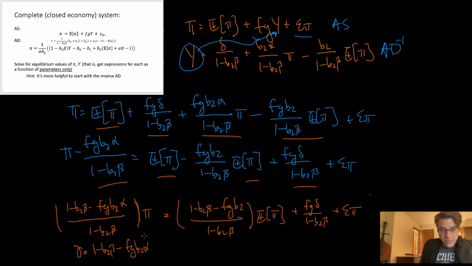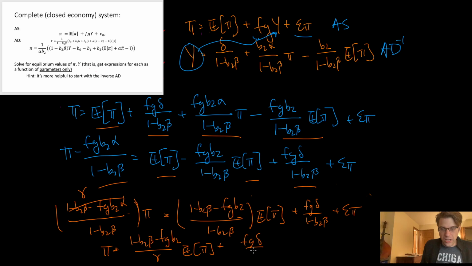So this is gamma. This is gamma. Let's do the division. The division will make our final expression: pi equals 1 minus b2 beta minus fg b2 over gamma, expectation of pi, plus fg delta over gamma plus expected epsilon pi over gamma. And the 1 minus b2 beta cancels, that cancels, that cancels. It doesn't cancel over here, though, so I forgot a term in the epsilon. It should be 1 minus b2 beta over gamma epsilon pi. Okay, and that's our expression for pi.